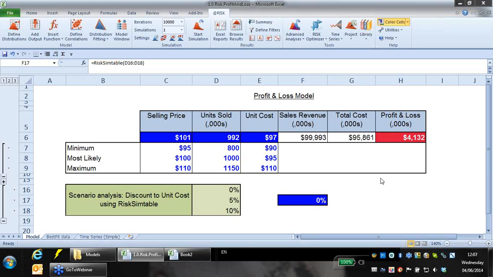Does it show which factors? Does the model show which factors are causing the most impact to the outcome? Well, yeah, that's what the tornado diagrams are hopefully doing.